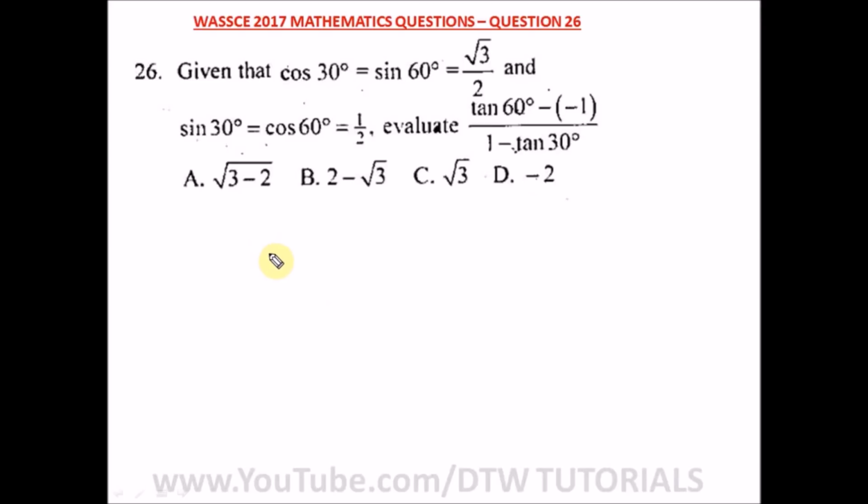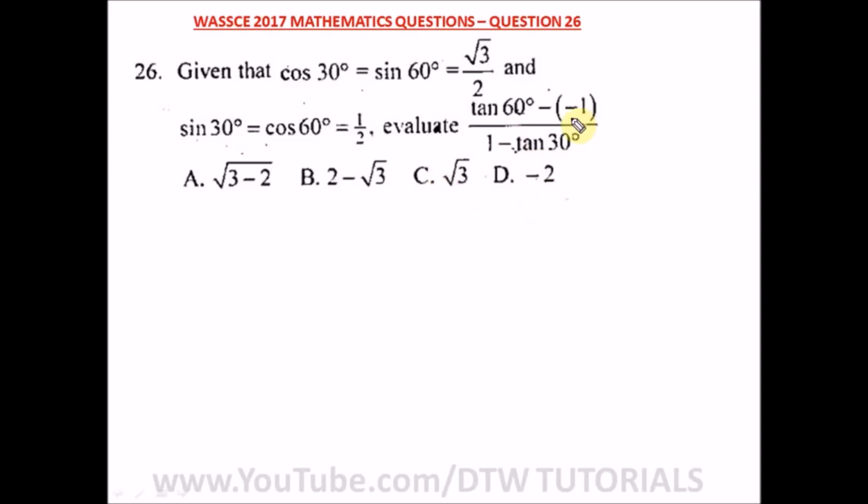Question 26 of our WASSCE 2017 mathematics past question. It says given that cos 30 is equal to sine 60, which is root 3 over 2, and sine 30 equal to cos 60 is equal to 1 over 2. Evaluate this. I've solved this personally in various ways and I didn't get the answer here. So I would advise when you solve this and you don't get the answer, don't tick any option.